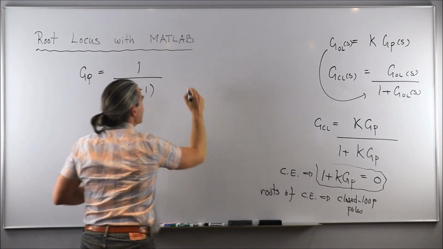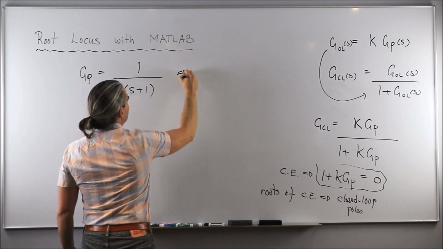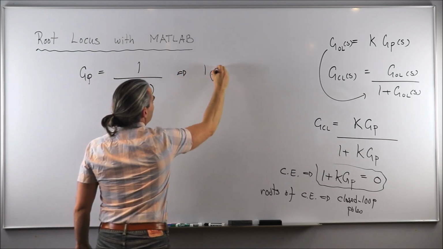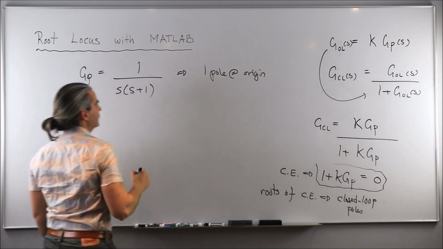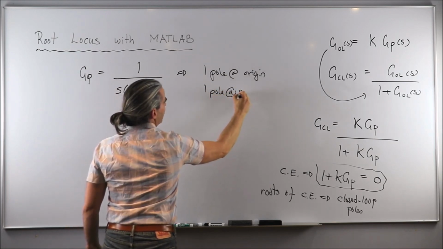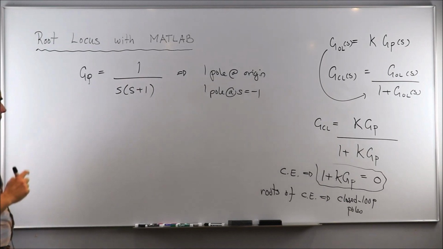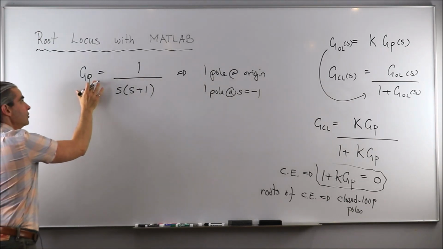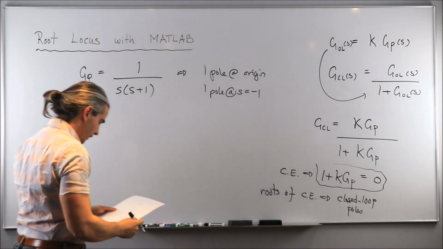Meaning that just the plant itself, with no control action, no feedback loop applied to it, had one pole at the origin of the complex plane, and then one pole at S equal minus 1. But that's for the open loop, or just the plant on its own. Nothing else applied to it.